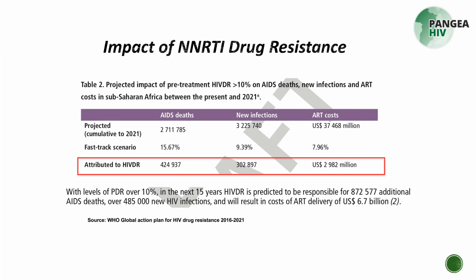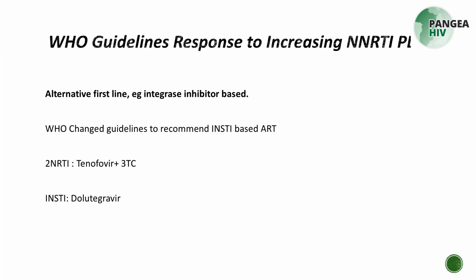And therefore, the question started to be asked as to what we would do about it. Next slide. And what WHO decided to do is to change the first line from NNRTI-based drugs to integrase inhibitor-based regimens. This was done with good clinical trial evidence from Europe, but there were actually no data from sub-Saharan Africa that this would be an effective option in that scenario. So it was a fair risk that the WHO took to recommend integrase inhibitors, in particular dolutegravir.